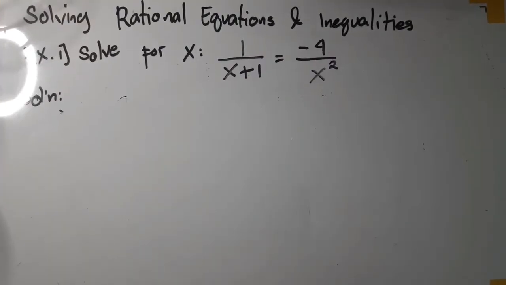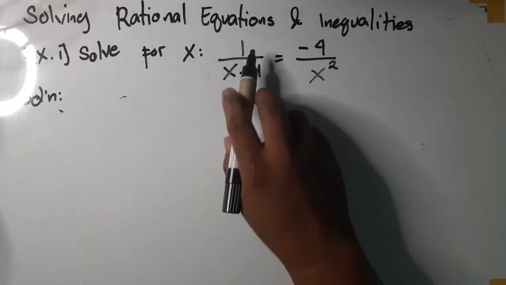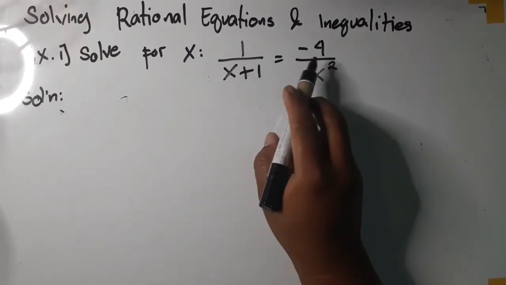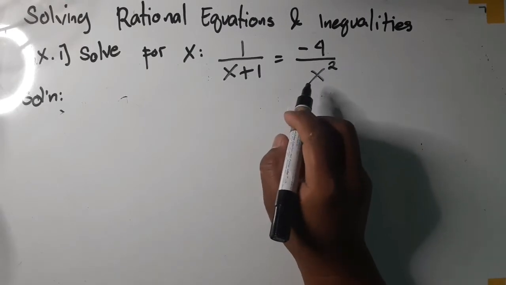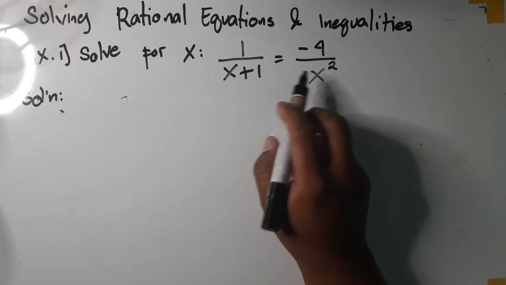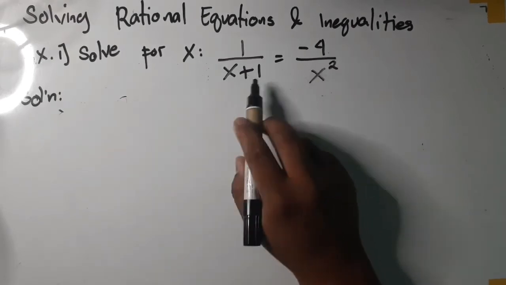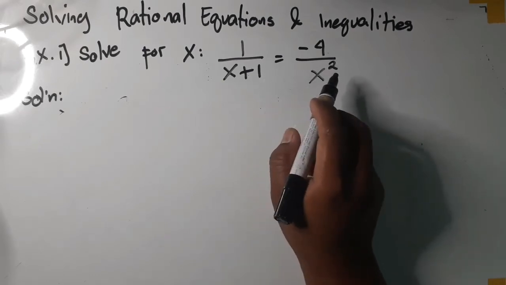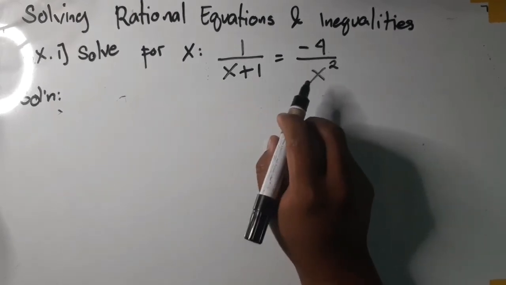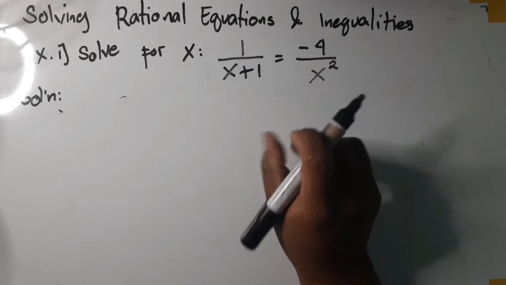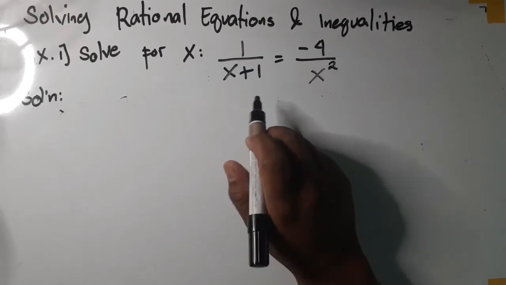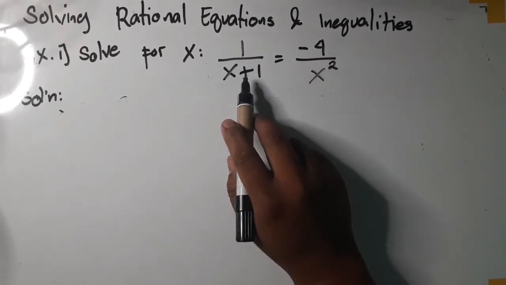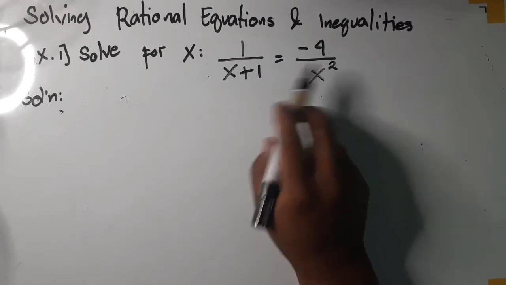Another example of a rational equation is this one. You have to solve for x: 1 over x plus 1 equals negative 4 over x squared. You notice you have two rational expressions with different denominators. Similarly to the previous example, we need to remove the denominators, and to do that, multiply both sides by all the denominators.